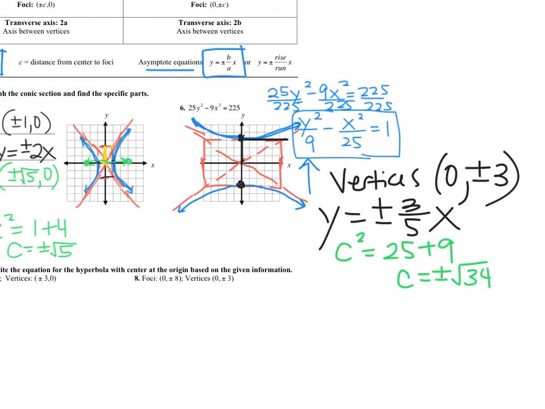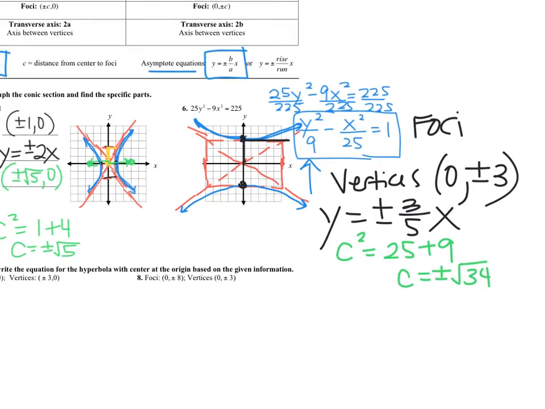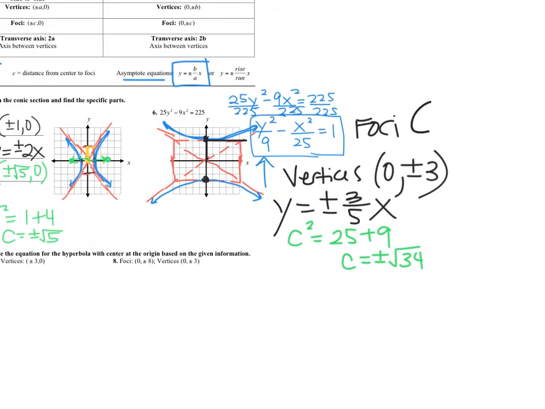Now, foci, remember, have to be listed as a point with an x and a y coordinate. In this case, our foci are up and down from the center because our hyperbola goes up and down. So the foci would be at 0 plus or minus rad 34, and there's no perfect squares in 34.